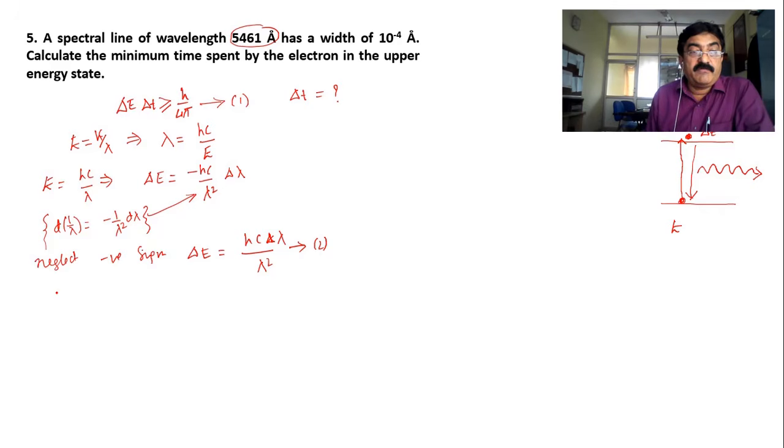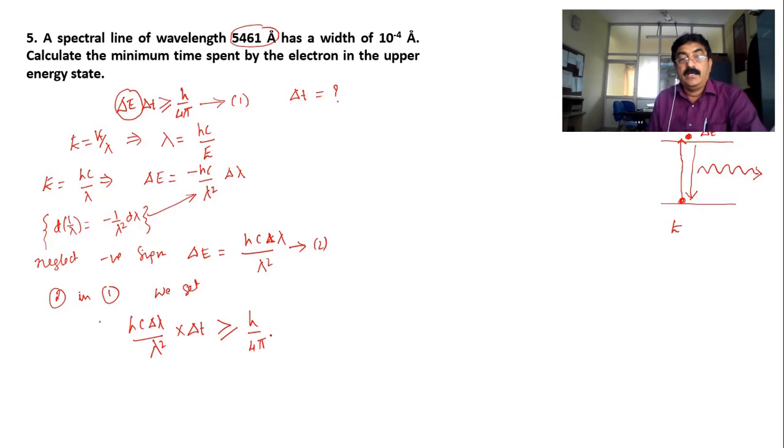Now substitute equation 2 in equation 1. What do we get? In the place of delta E, I have to write hc delta lambda by lambda square into delta t, that is greater than or equal to h by 4 pi. Okay? Now go ahead, cancel h on both sides, retain only delta t here, send everything to the right side. So it becomes lambda square divided by 4 pi c delta lambda. So I have the equation with me.